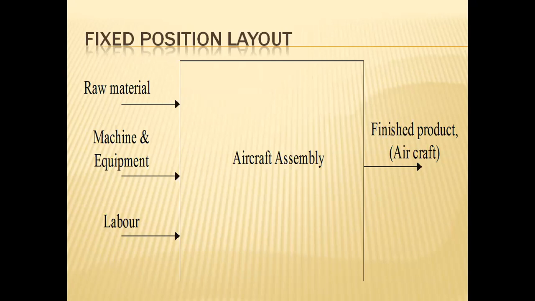So from this figure, we can see that for manufacturing a bulky product like aircraft, we have fixed position layout where raw material from the left side, machines and equipment and labor are given as input to the layout, and we get finished products as aircraft. The same is the case for a locomotive, big boilers, etc.